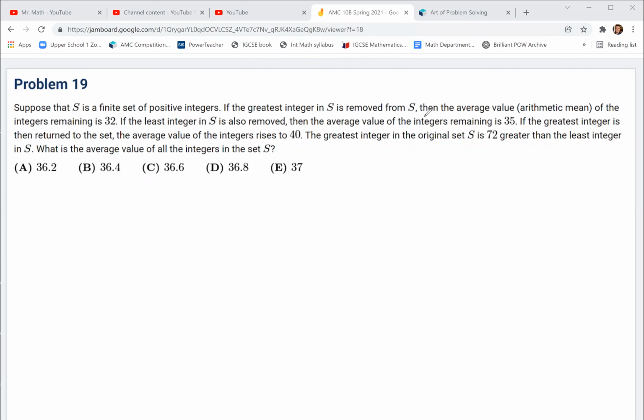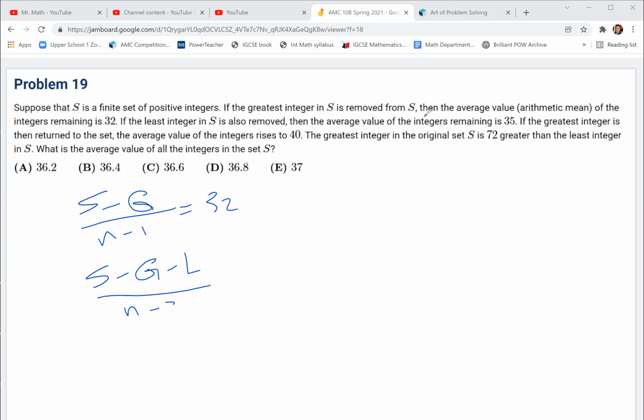So I called the sum of the values in S, just to give it a name. So when I write S, it refers to the sum of all of the values in set S. G is the greatest integer in the set, L is the least integer in the set, and N is the number of integers in the set. So the first thing tells us that the sum take away the greatest number divided by N minus 1 would equal 32. The second tells us that if we took the sum minus the greatest and also minus the least, divided by N minus 2, that would equal 35.